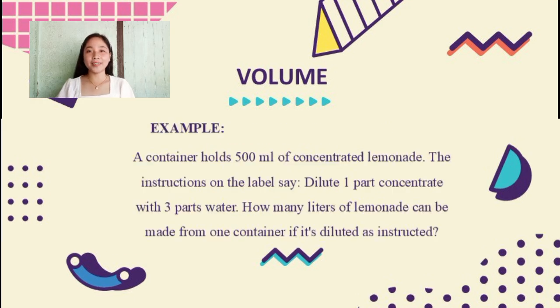So, the application for the volume or capacity is: a container holds 500 milliliters of concentrated lemonade. The instructions on the label say dilute 1 part concentrate with 3 parts water. How many liters of lemonade can be made from 1 container if it's diluted as instructed? Anyone can show your solution?